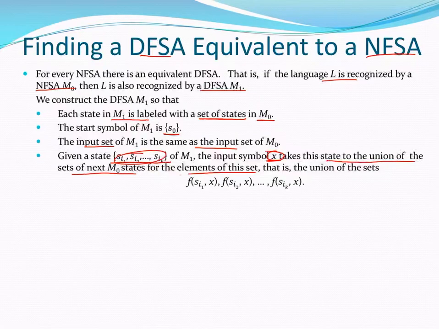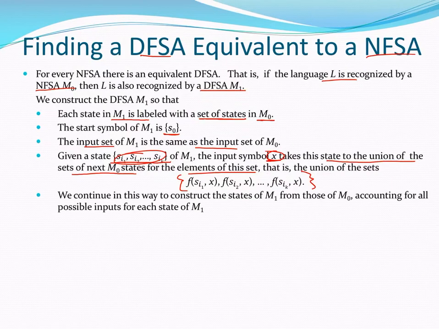So here's our transition function from state 1 given X, state 2, I2 given X in M0. That's a set of states in M0. I put them in a set, and then I make that a label of a new state in M1 if necessary. Or it might already exist and I can just map to it. Okay, then we'll just continue that way to construct all the states of M1 from M0, accounting for all possible inputs at each state. Remember, we're constructing a DFSA, so its transition function will truly be a function.